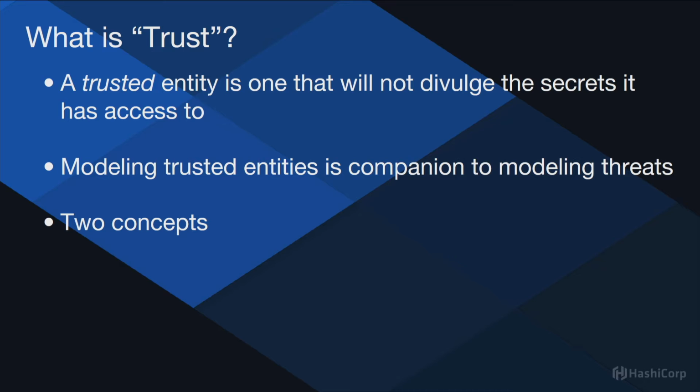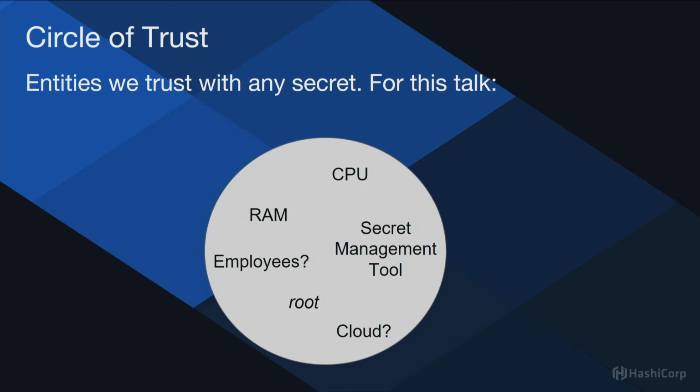So when you're talking about modeling what people can do to mess with you and cause you harm, then you also have to basically model who can I trust along the way. So there's two concepts here. The first concept is a circle of trust. These are entities that we can trust with any secret.